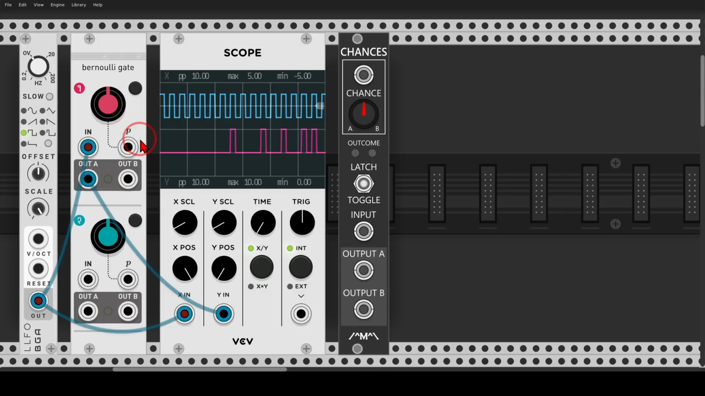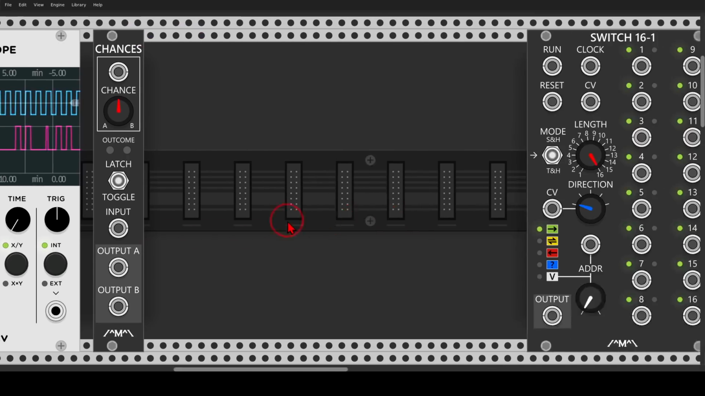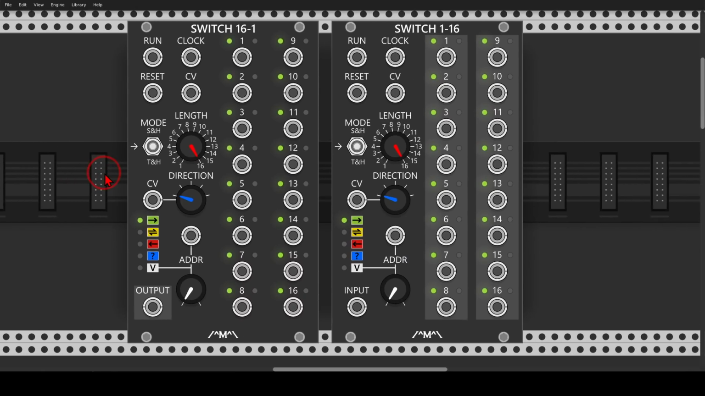But another interesting way of adding probability is with a switch. Here I have the switches from Count Modula. Basically, you will need a switch that has either a random running mode, so it can jump randomly between the steps, or a CV input that you can address with CV, with random CV.